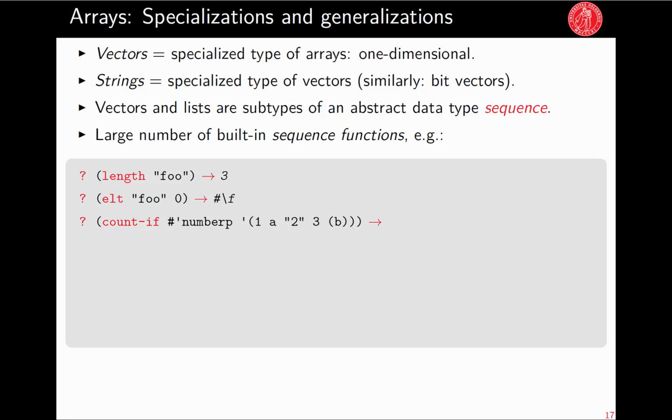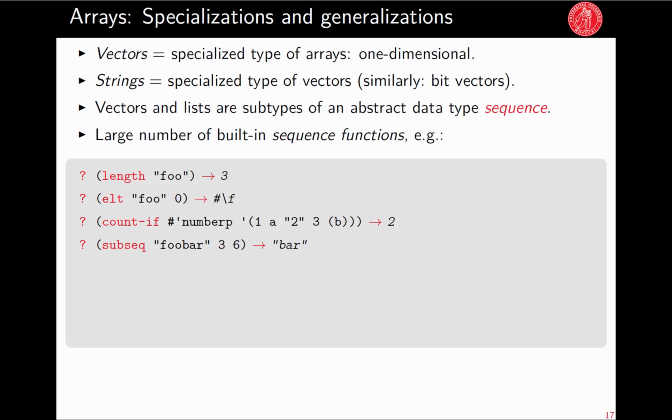Countif takes a sequence, whether it's a list or a vector, and counts the number of times a given predicate that we pass in holds. So in this case, any guesses as to what this would return? Countif with the predicate numberp on the list you see here? 2? Yeah. Because the number 2 here is actually a string, so that will return false for numberp.